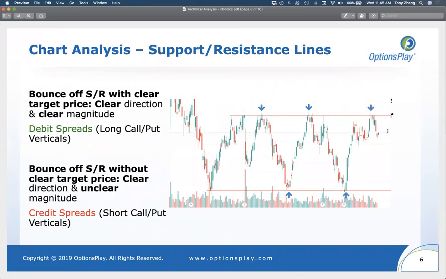So let's take a look at some of the major uses of technical analysis, and let's talk a little bit about how you should select your option strategies around them. So the first one we're going to talk about are support and resistance lines.